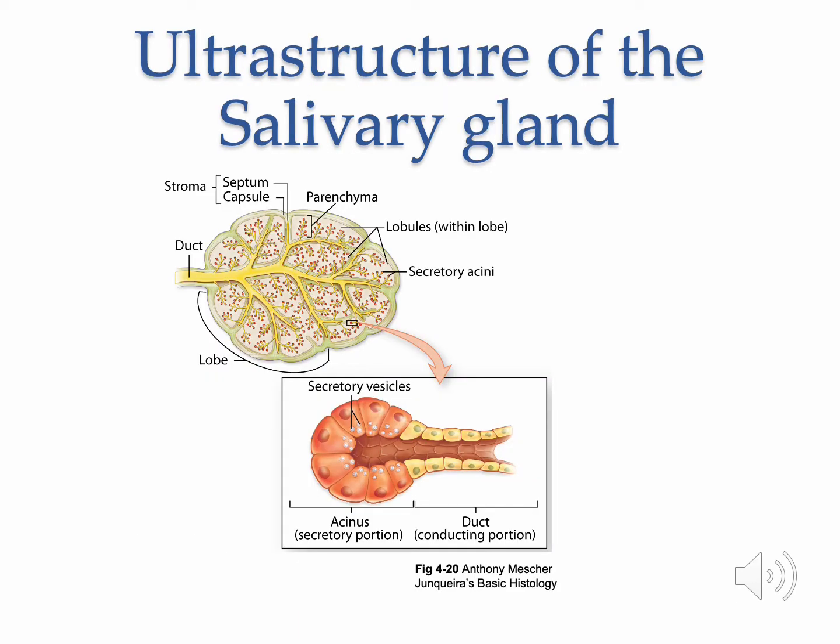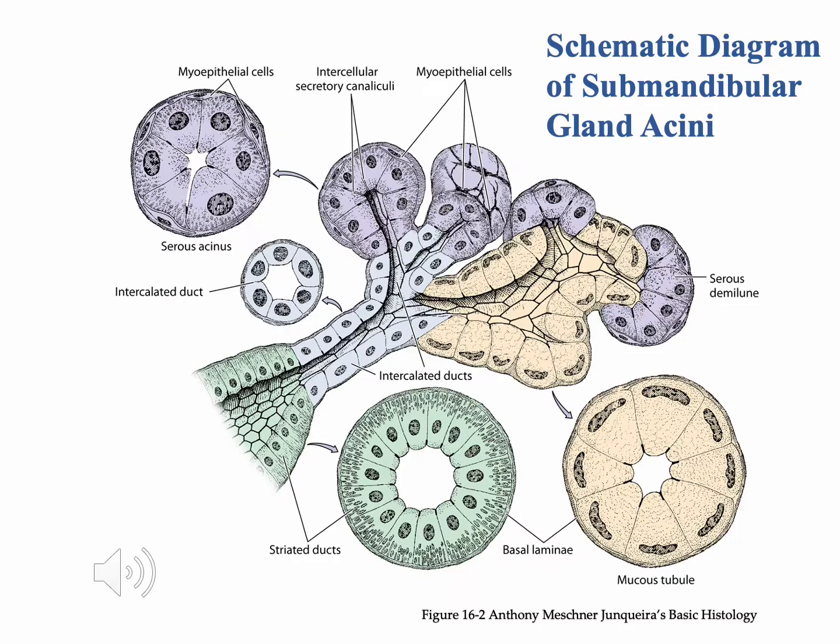Okay, so now let's take a closer look at the ultrastructure of the salivary glands. So we're going to be perusing the different acini and ductal structures that are going to give rise to those secretory units of the salivary glands. As we learn about the ultrastructure of the salivary glands, I'm going to use the submandibular gland as a good example, as it has both serous acini as well as mucus acini. Now this is a schematic diagram from figure 16-2 from your textbook, and we're going to break it apart into smaller pieces.